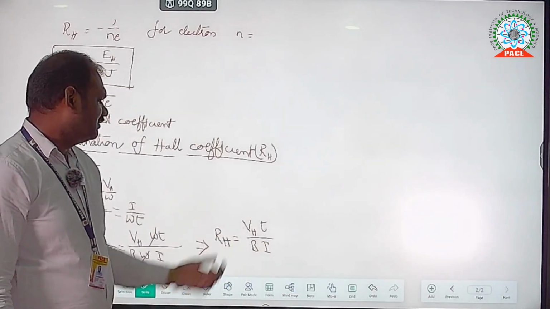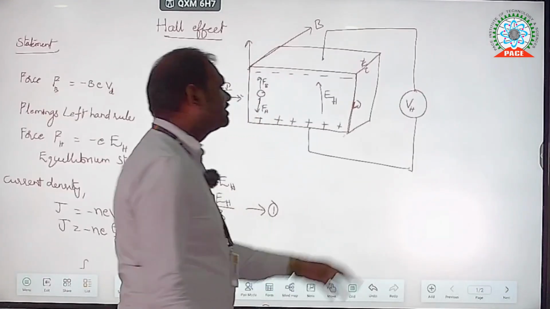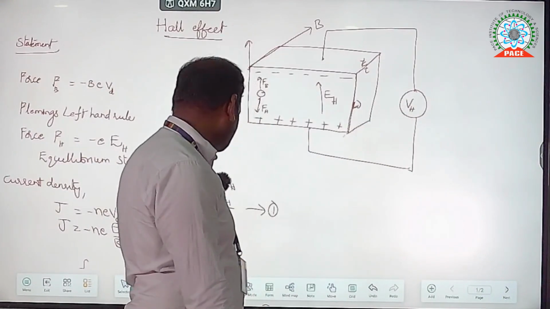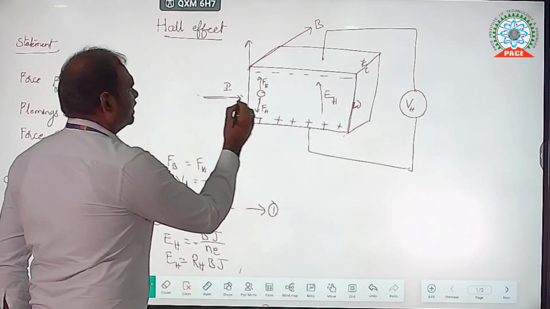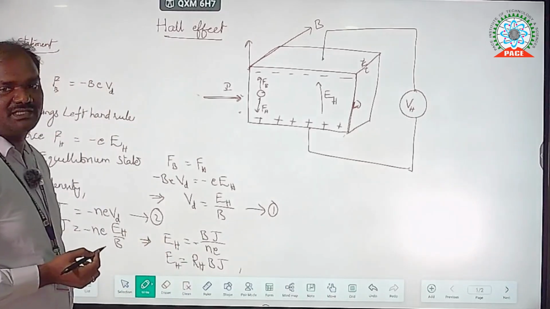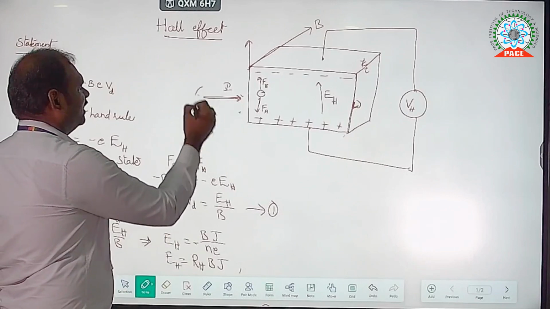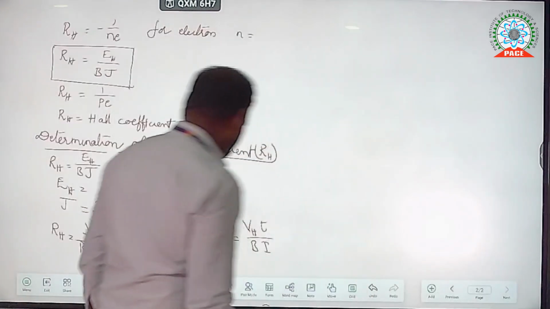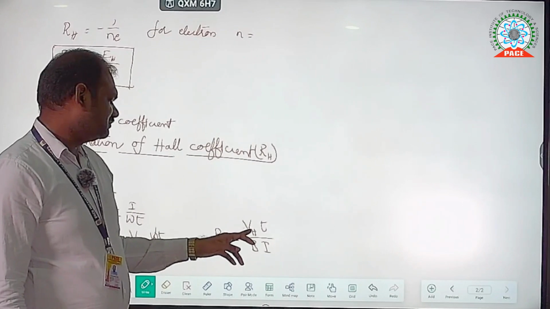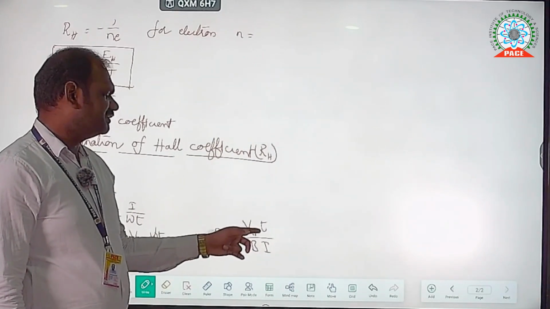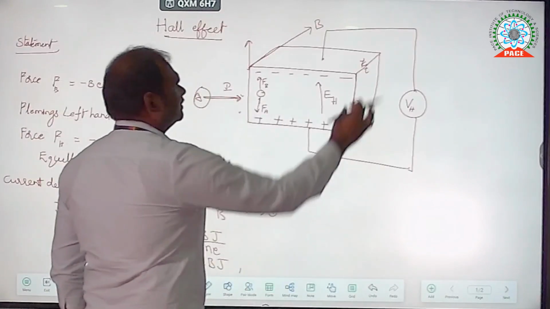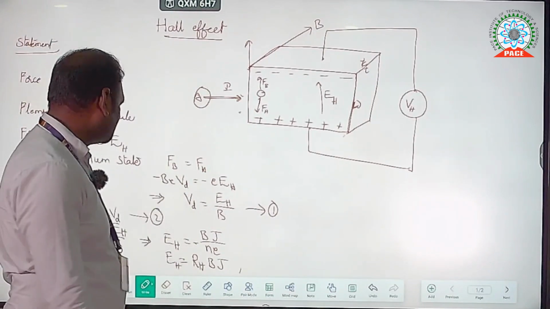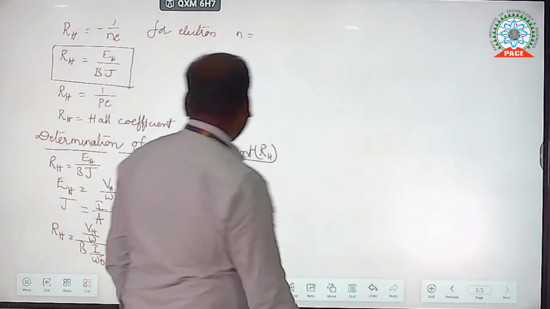How? VH can be measured directly in the voltmeter, so we can substitute that value in the formula. Next, the I value we can also measure directly, by connecting the ammeter to the circuit to measure the current flowing through the semiconductor. The thickness T of the semiconductor slab can be measured using a screw gauge or vernier calipers depending on the thickness value. And B is the applied field, which is a known value.